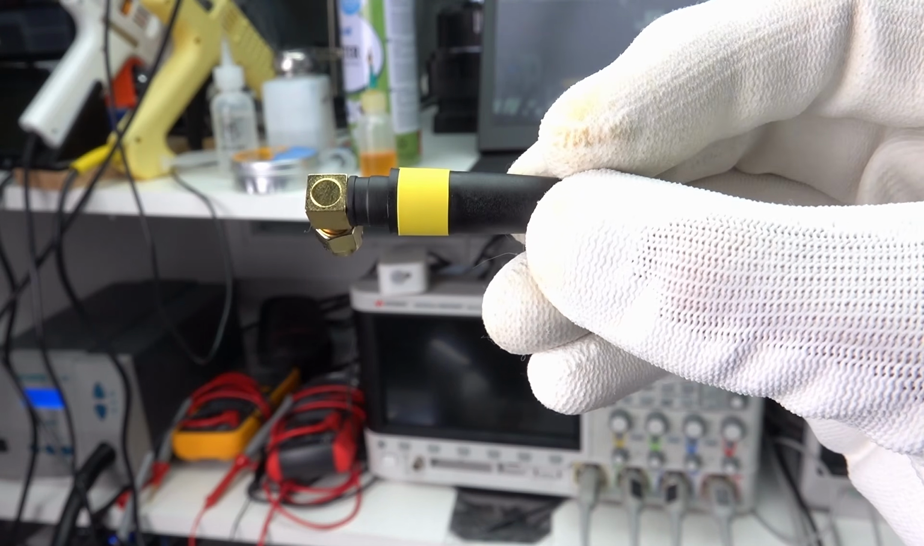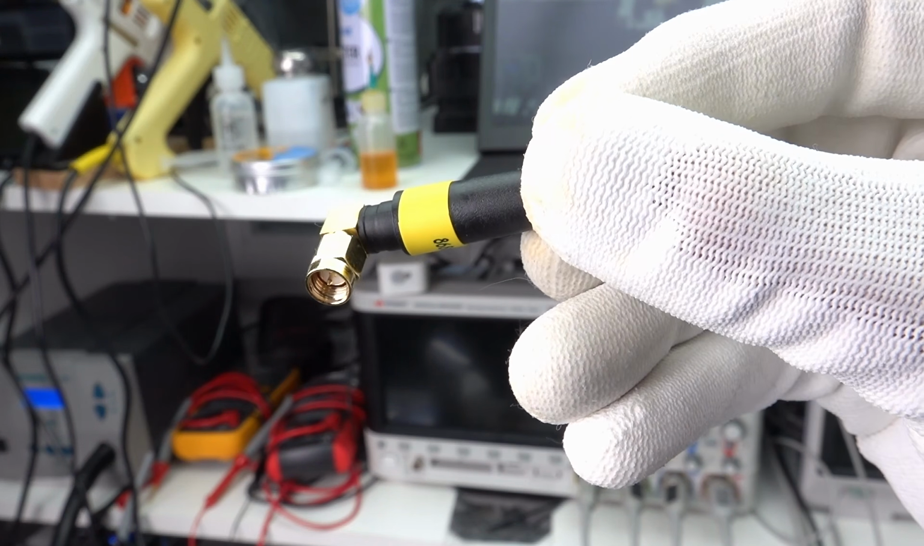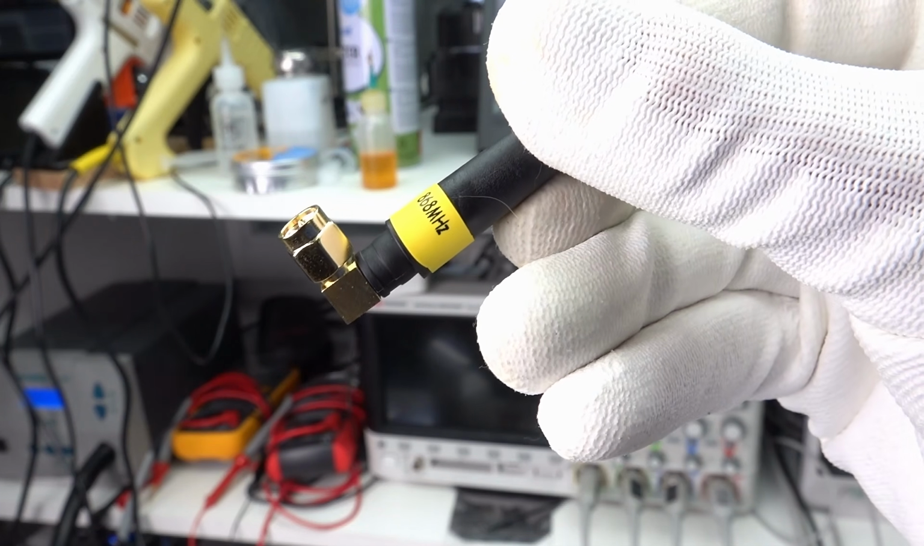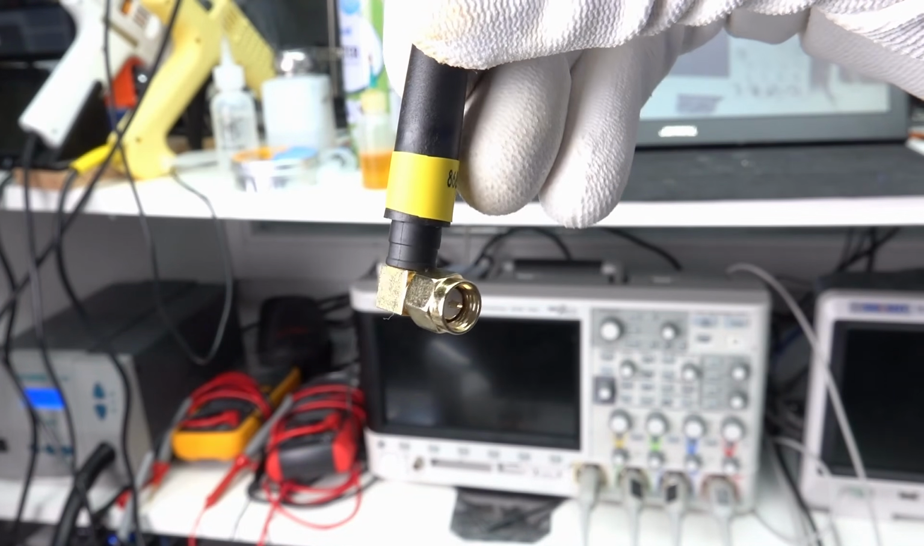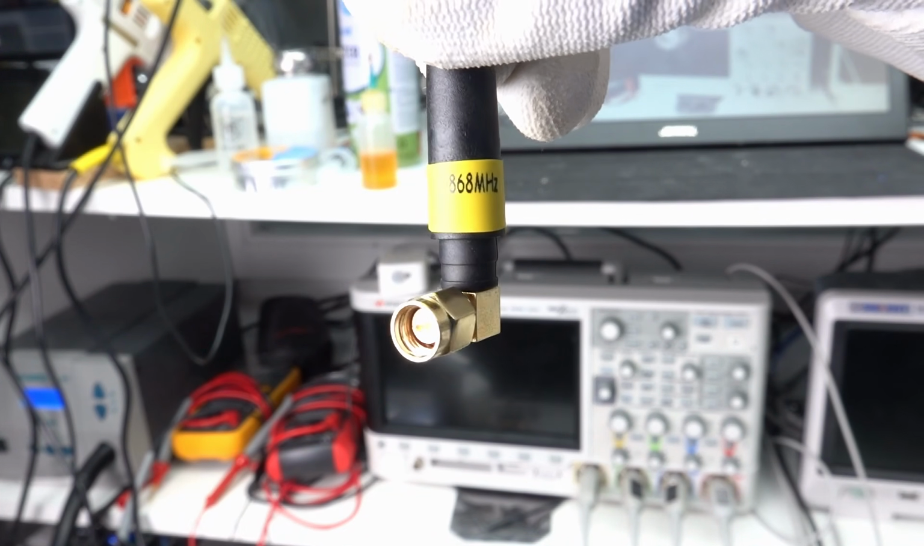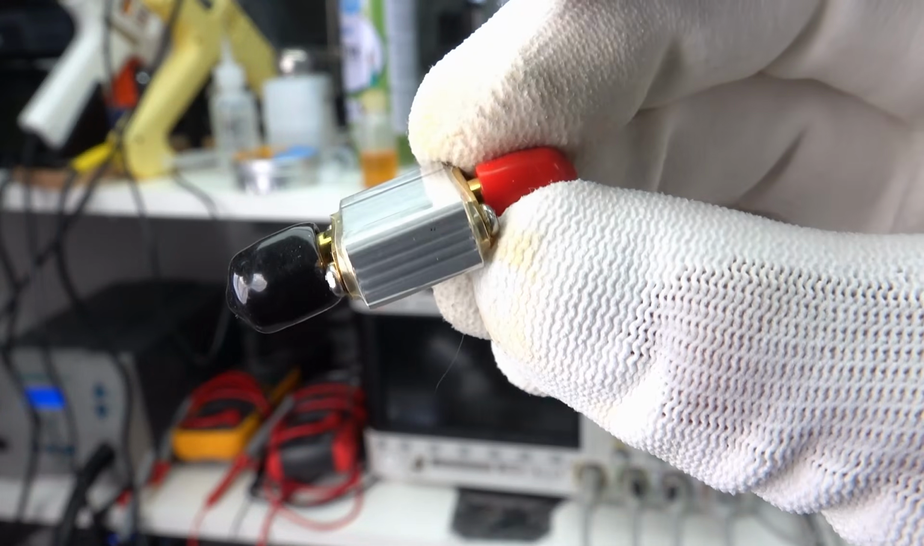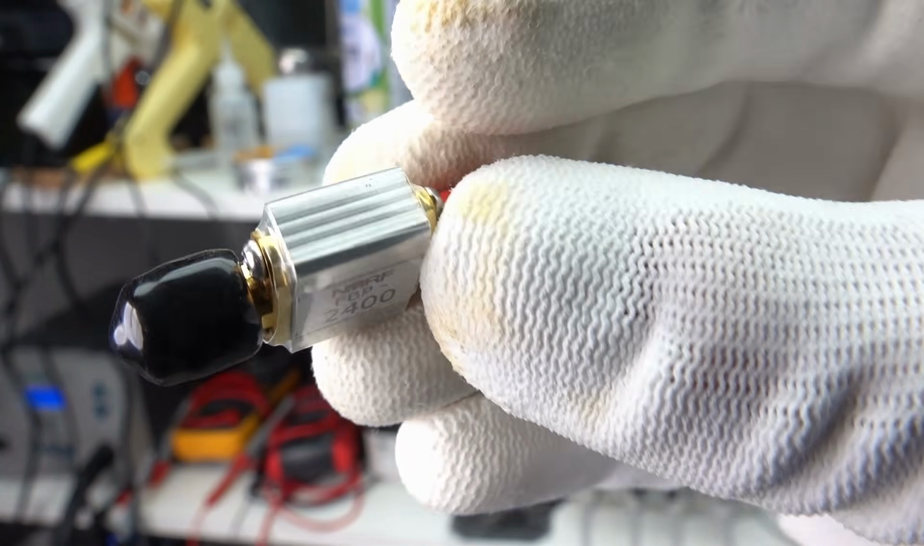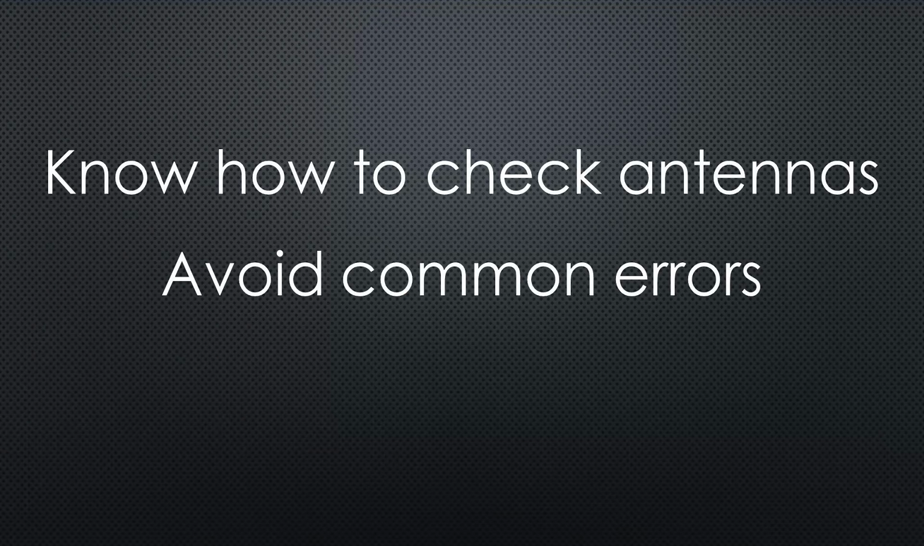Is this antenna good or bad, and for which frequency is it useful? A question I'm often asked, because a lousy antenna reduces the range of a device considerably. Or another question, did the supplier cheat on this filter? At the end of this video, you will be able to answer these questions with confidence.